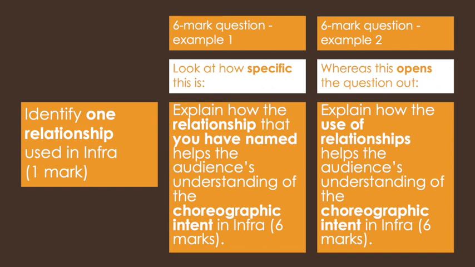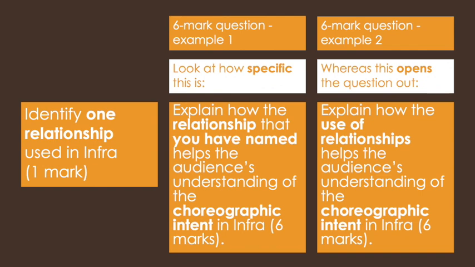Here is another example of why you need to be careful when reading the question. The 1-mark question asks you to identify one relationship using infra. The first example of a 6-mark question asks you to explain how the relationship that you have named helps the audience's understanding of the choreographic intent in infra. This question is specifically focused on the relationship that you named in the 1-mark question. Therefore, you need to choose your relationship wisely and make sure the 1-mark and 6-mark question both talk about the same relationship.